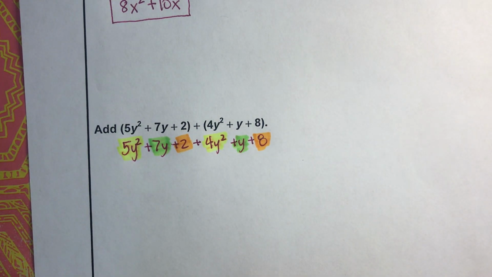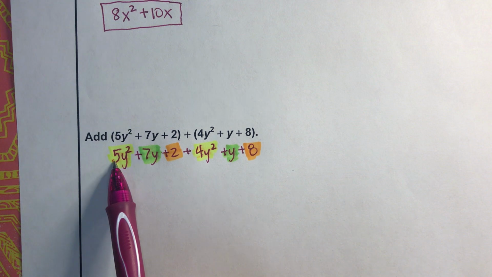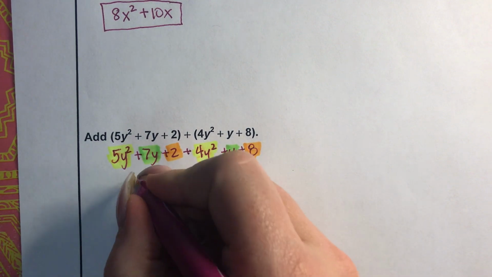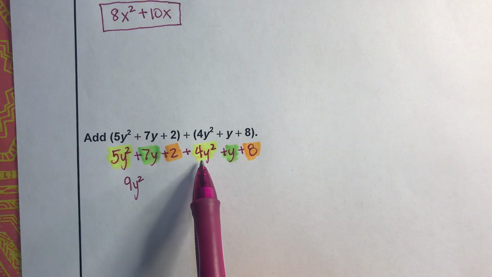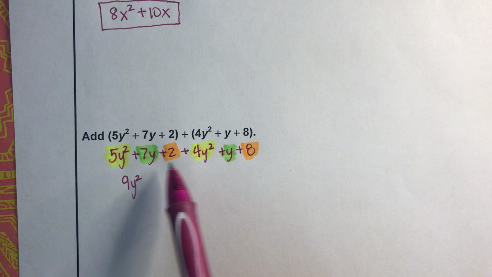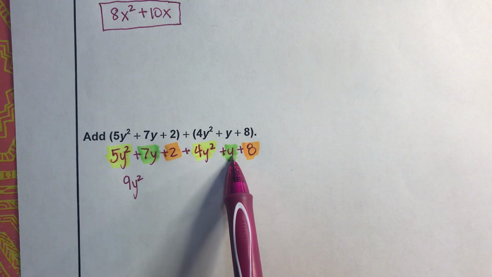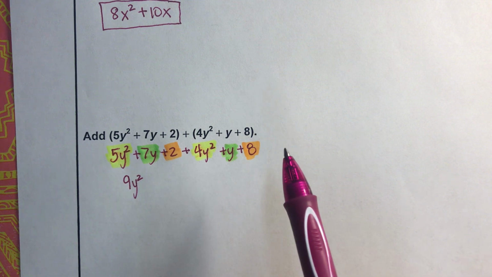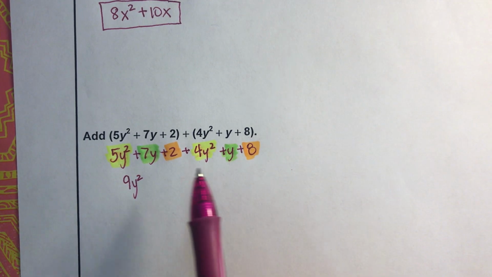So I'm going to start with the highest degree, the y squared. So I'm just going to go 5 plus 4, which is 9 y squared, and this is a positive 5 and that's a positive 4, right? That's why I add them. Then I'm going to go to the y, which would be the next highest degree. This has a degree of 2, this has a degree of 1, the constants have a degree of 0, right? Just a refresher of last class.